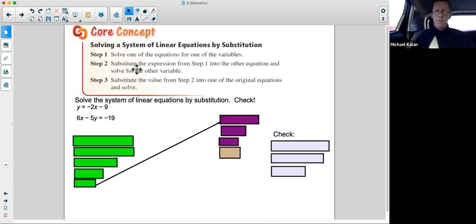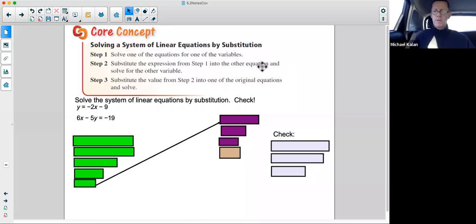So what are the 3 steps? 1, solve one of the equations for one of the variables. In other words, isolate one of the variables. If it's 2 equations in your system that has 2 variables like x and y, pick one of the 4 variables, right? The x or the y in one of the equations, or the x or the y in the other. Find the one that's easiest. Don't make this more difficult than it needs to be, right?